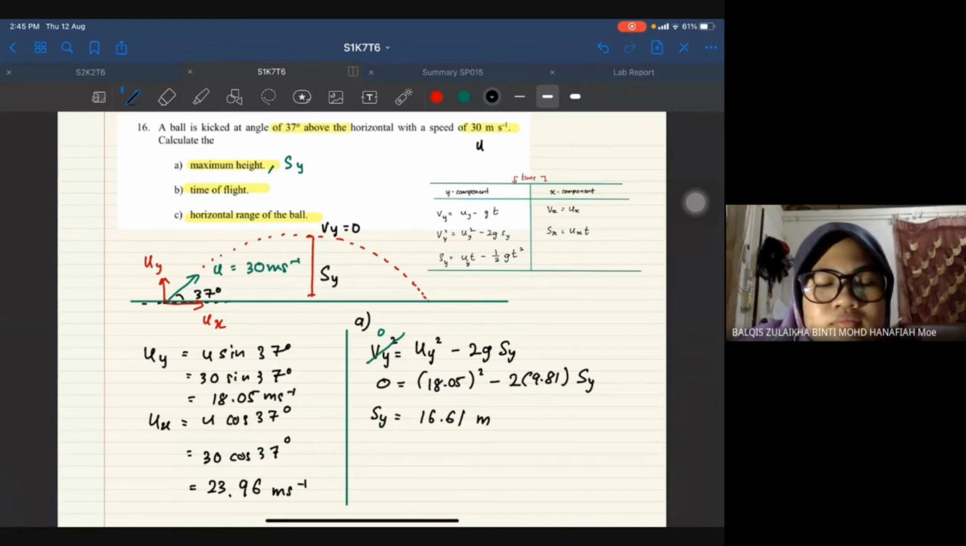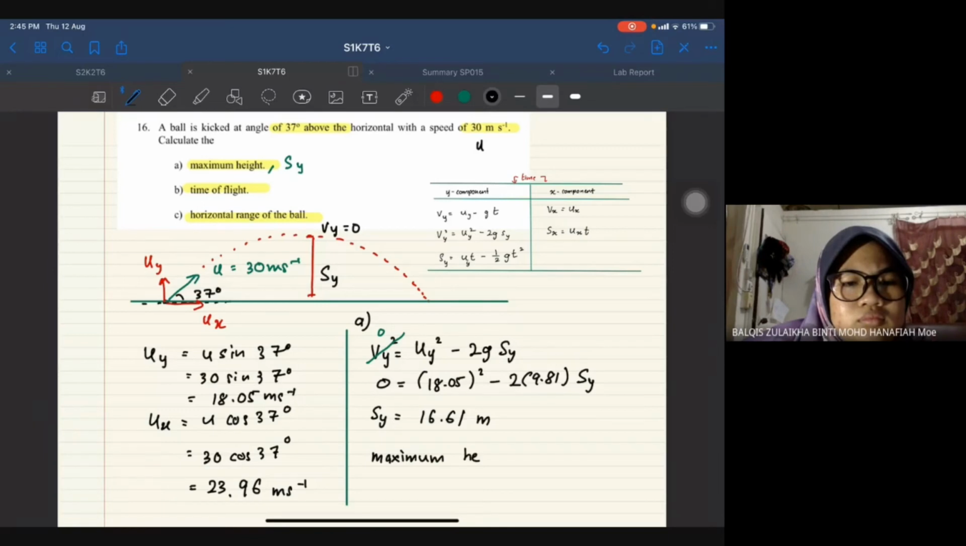Okay, so far ada soalan tak? Tak ada soalan, sir. Okay. So this is Sy, so saya biasakanlah tulis balik. So soalan dia tanya maximum height. So normally I will write maximum height is 16.61 meter. Okay. Biasakan jawab tulis balik.